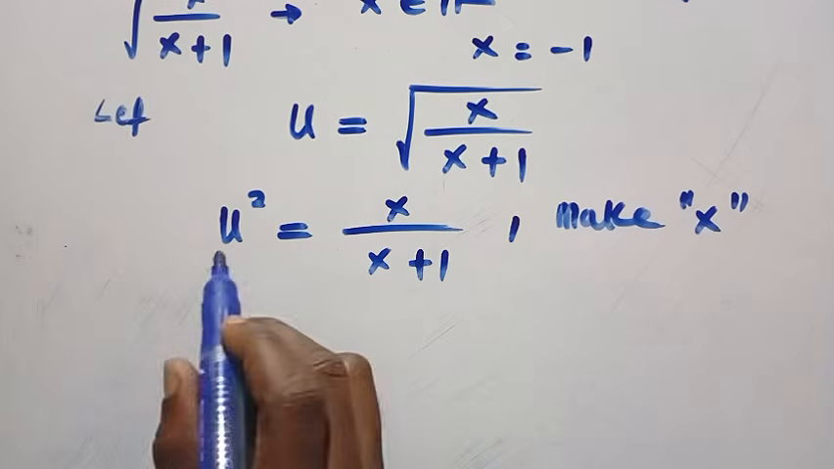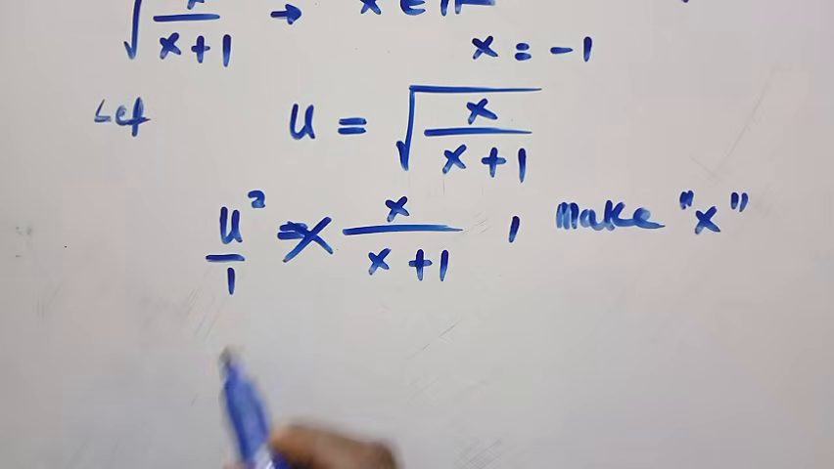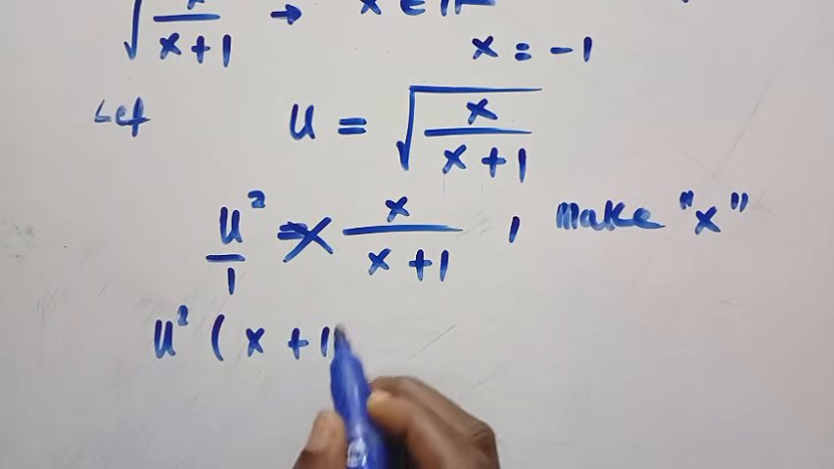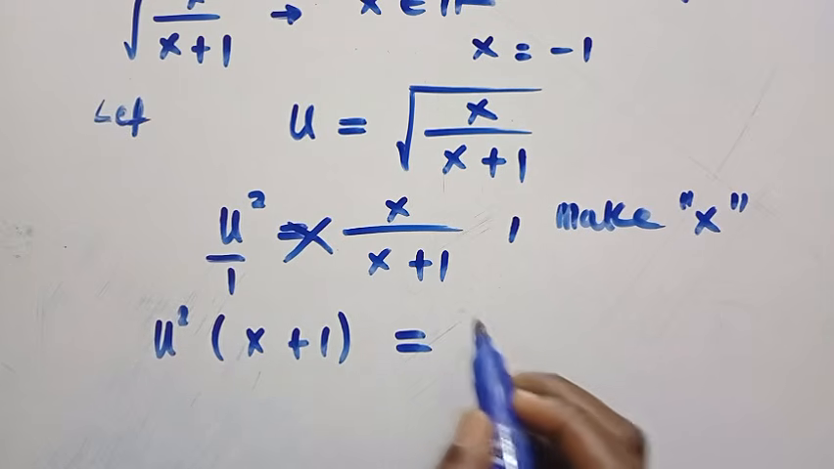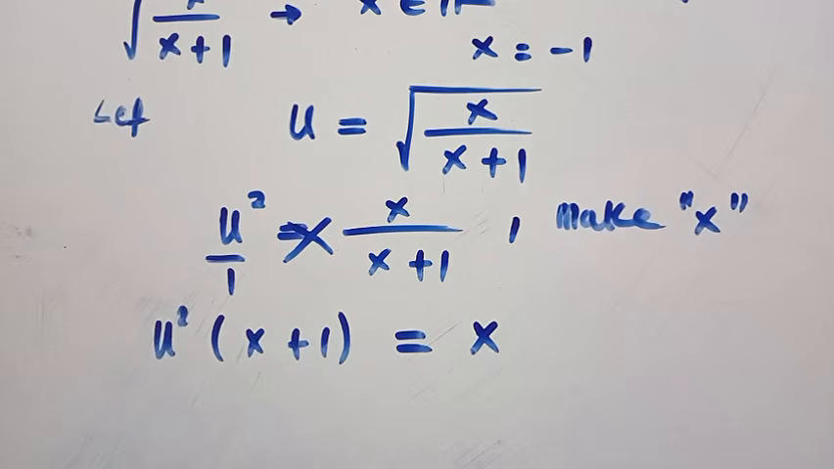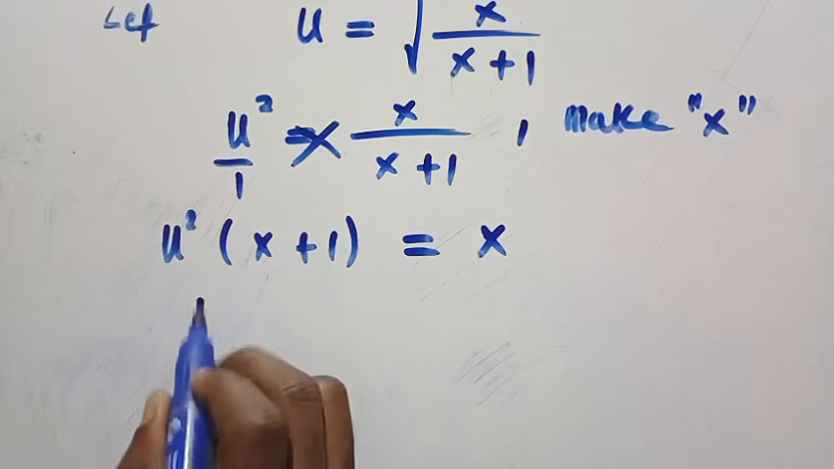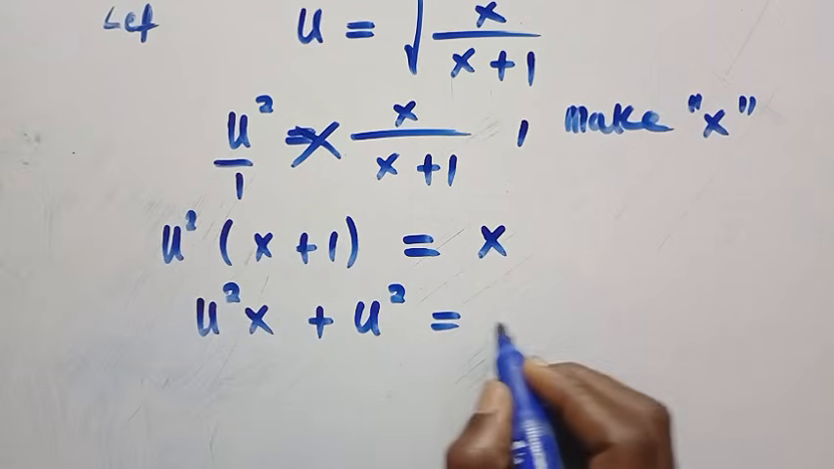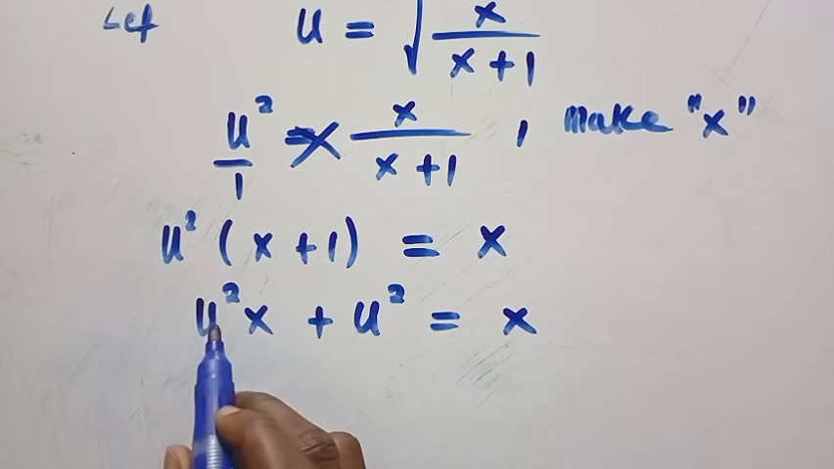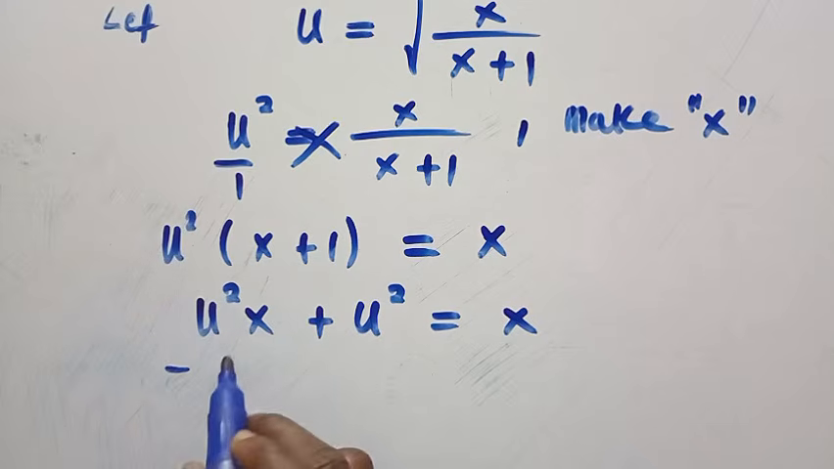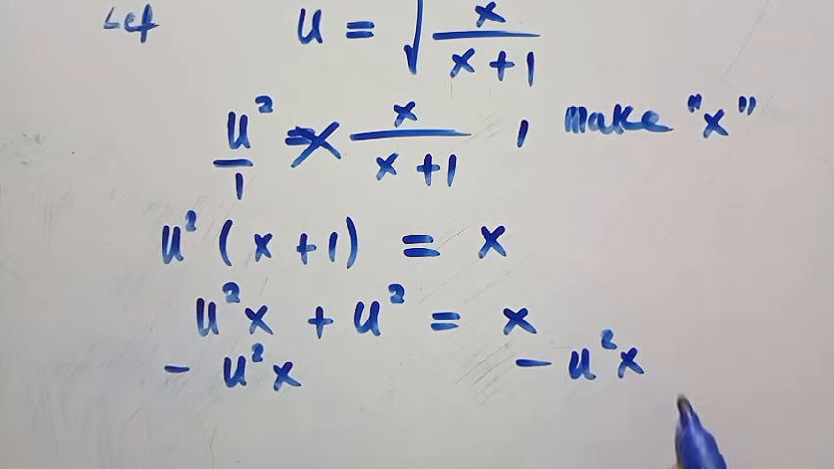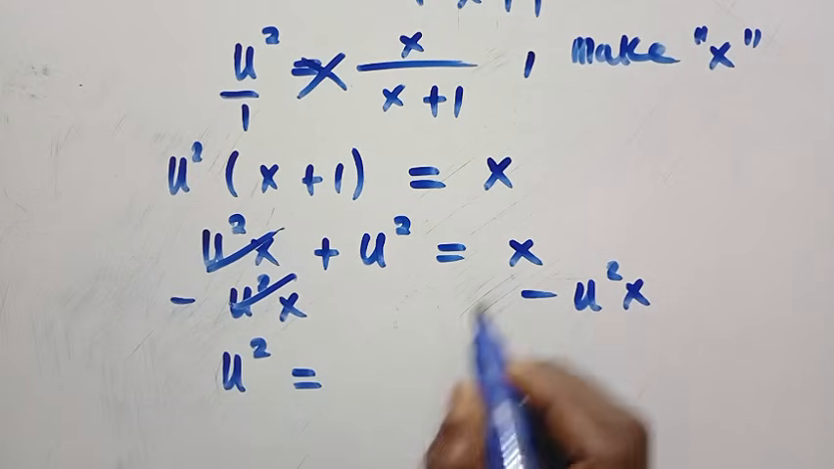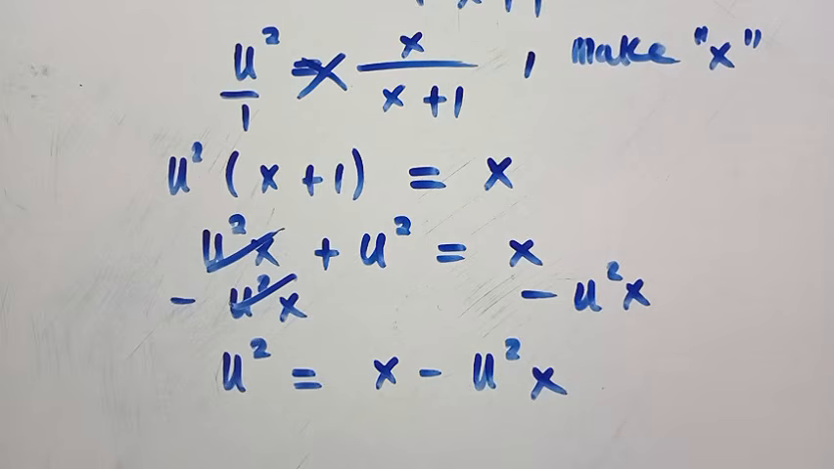So we cross multiply first. If I divide this by 1, then by cross multiplying we have u squared multiplied by x plus 1 equals 1 times x. Then u squared times x gives u squared x, plus u squared times 1, that is u squared, equals x. To get the value of x, suppose I subtract u squared x from both sides. This cancels, and only this one gives u squared equals x minus u squared x.